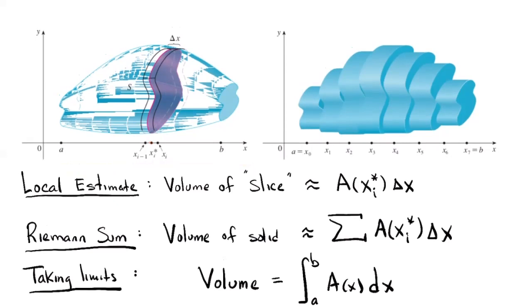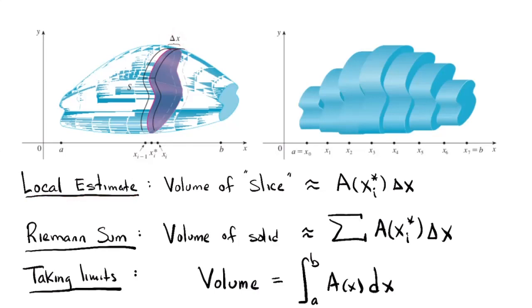All right. So that little slice here, this purple slice, is not a perfect cylinder, but if delta x is very small, where delta x is just the thickness, the width between x_i and x_{i-1}, then the volume of that little slice is approximately a cylinder. So I'm calling that our local estimate. That's our big idea in calculus: when things are not constant, if you look at a small section of them, and if they're continuous, then they're approximately constant.